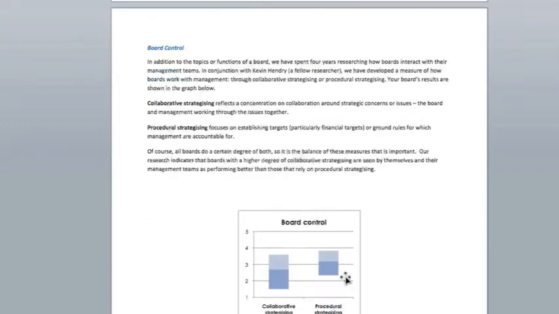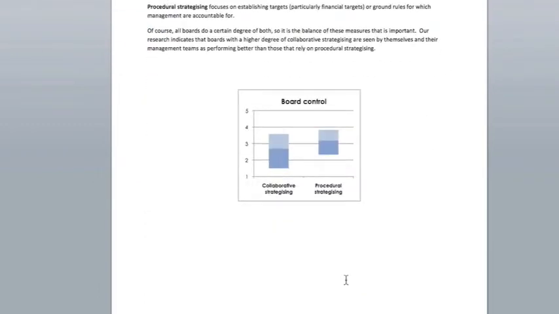The second graph that is worth looking at is this one of board control. It's how the board gets involved around controlling and contributing to the organisation. We have two ideas here. One is that we work with management in collaborative strategising, and the second is that we have formal procedures.